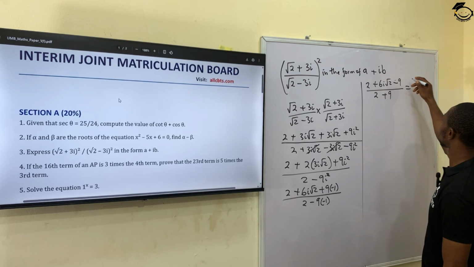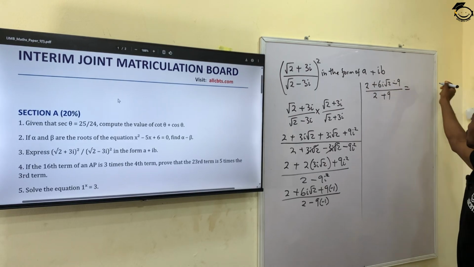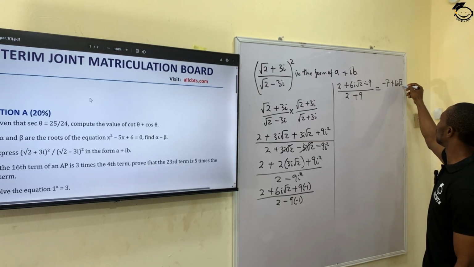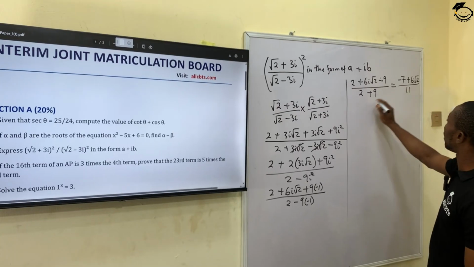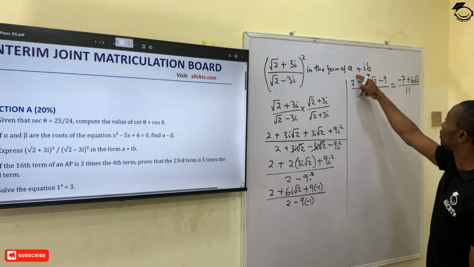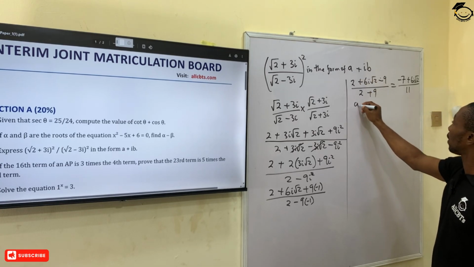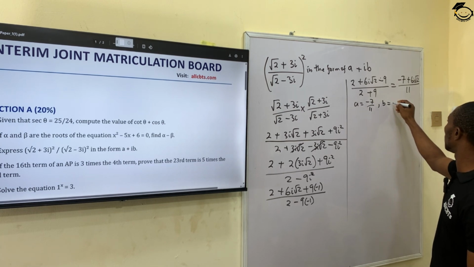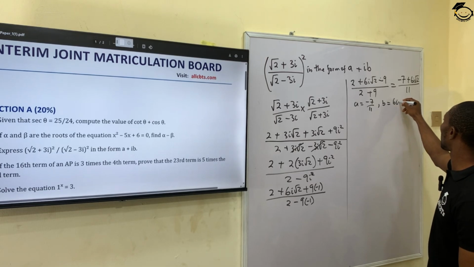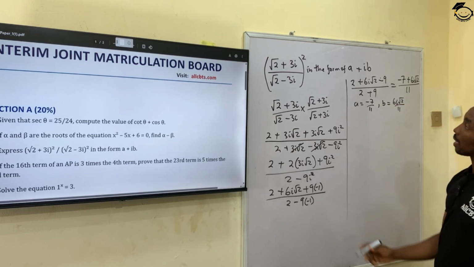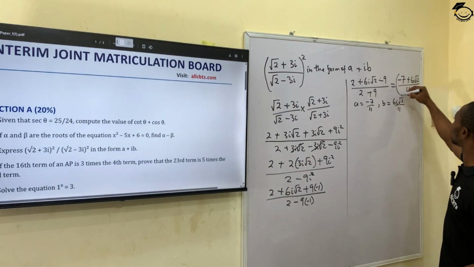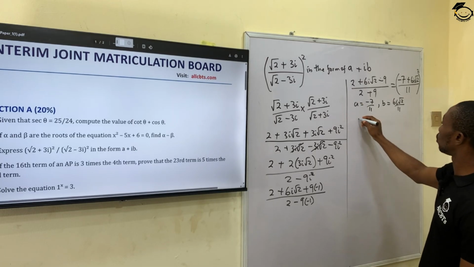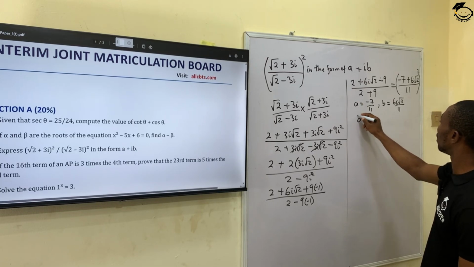So 2 minus 9 will give us a minus 7 plus 6i root 2 all over 11. Now, if we put this in the form of A plus Bi, we have our A to be minus 7 over 11 and our B to be 6i root 2 over 11. But let's not forget that this is supposed to be squared. Okay, so squaring this, we are going to look at A plus Bi all squared.